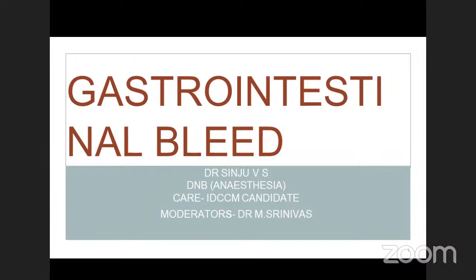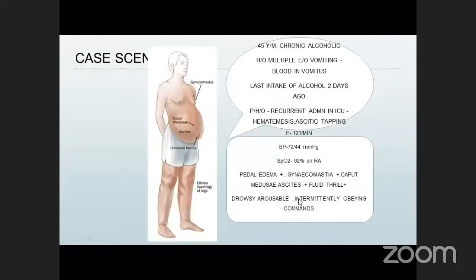A very good morning to everyone. My presentation is going to be on gastrointestinal bleed. So let me start with a case scenario. Here is a 45-year-old male who is a chronic alcoholic, who presented to ER with multiple episodes of vomiting and coffee ground colored vomitus, which is copious in amounts.